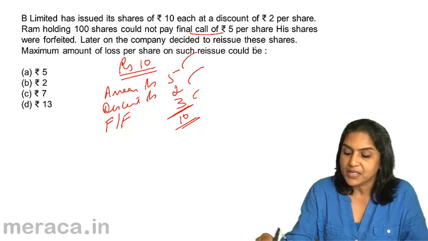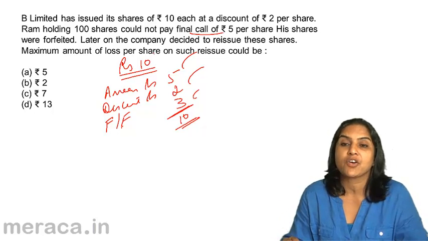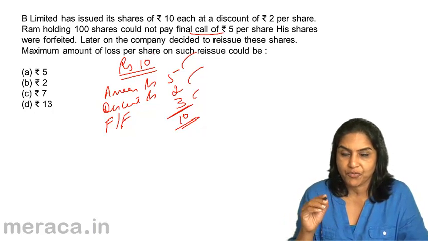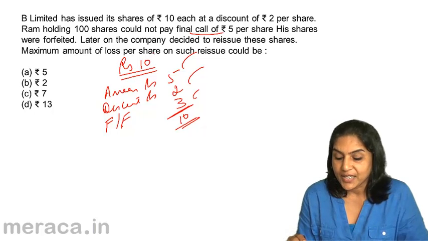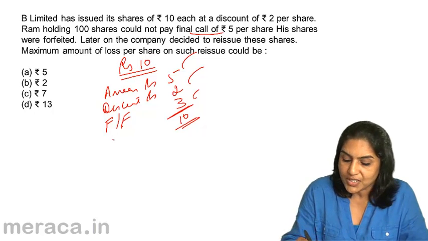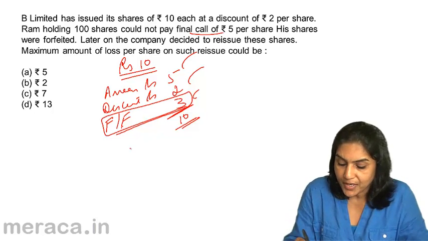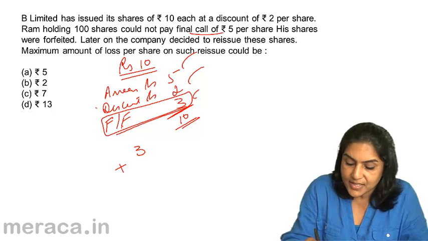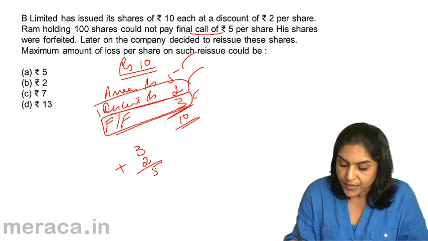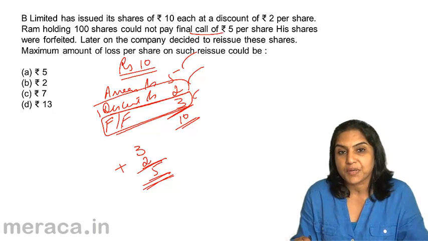Next is what? The company decides to reissue these shares, and what is the maximum amount of loss per share on such reissue? Now, strictly speaking, when shares are reissued, the maximum discount that can be allowed is the amount that we have forfeited, which in this case is rupees 3. However, the small exception here is rupees 3 plus, since these shares were originally issued at a discount, plus 2, the reissue can be made at a discount of rupees 5.